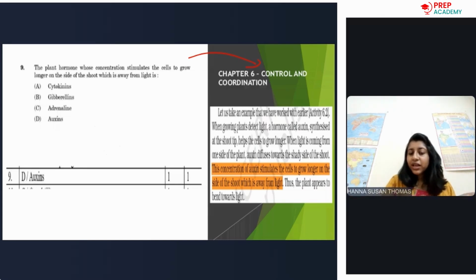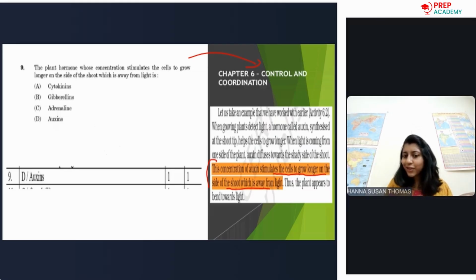So when you look into this screenshot, let's read it together, right? This concentration of auxin stimulates the cells to grow longer on the side of the shoot, which is away from light.